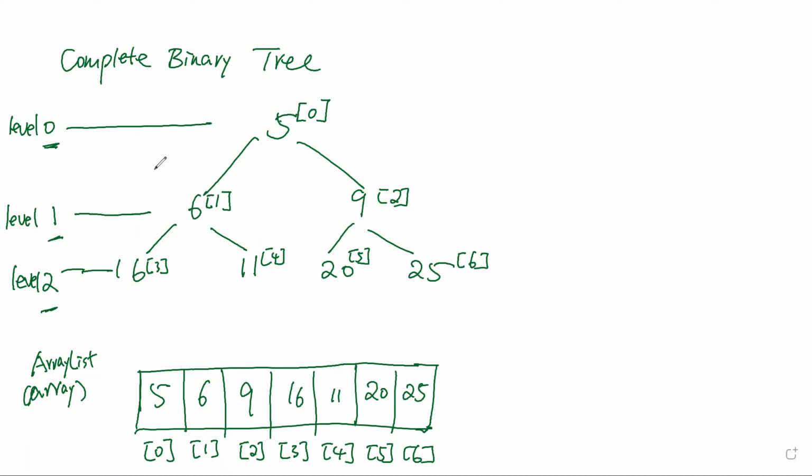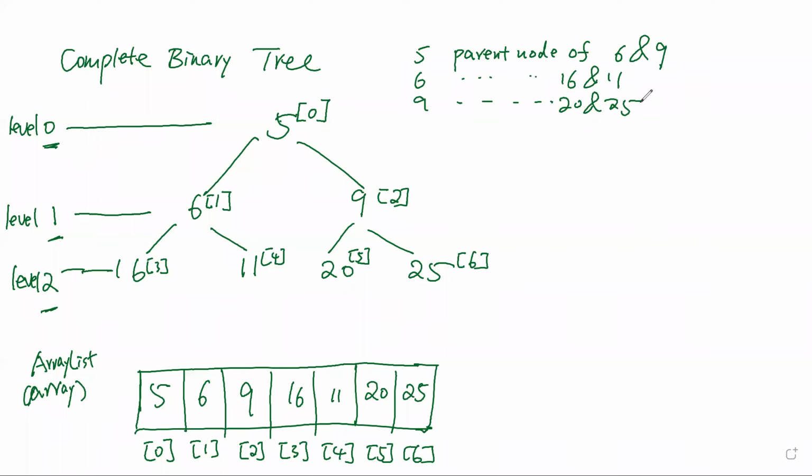And within the tree, previously we learned that 5 is the parent node of 6 and 9. And 6 is the parent node of 16 and 11. And 9 is the parent node of 20 and 25. So we have the parent node and child node relationship.